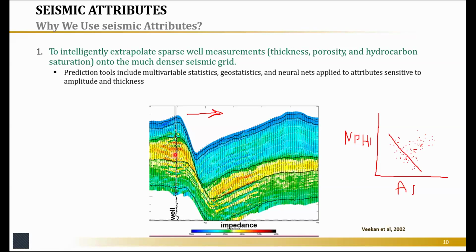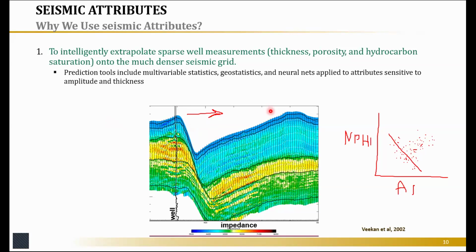If you use the normal extrapolation, you'll find that the amplitude may decrease in this direction. So you will not find any attribute, any sweet spot here, and you may bypass some of the traps and some of the potential in your field. So we can use the seismic attributes to help us extrapolate, but in an intelligent way, some of the information from the well location to the others.